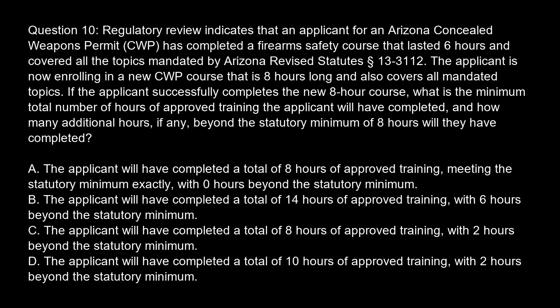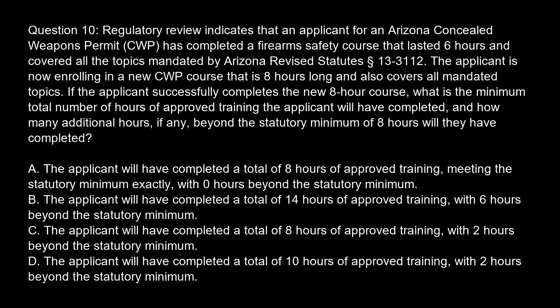Question 10. Regulatory review indicates that an applicant for an Arizona Concealed Weapons Permit (CWP) has completed a firearm safety course that lasted 6 hours and covered all the topics mandated by Arizona Revised Statute Section 13-3112. The applicant is now enrolling in a new CWP course that is 8 hours long and also covers all mandated topics. If the applicant successfully completes the new 8-hour course, what is the minimum total number of hours of approved training the applicant will have completed, and how many additional hours, if any, beyond the statutory minimum of 8 hours will they have completed?